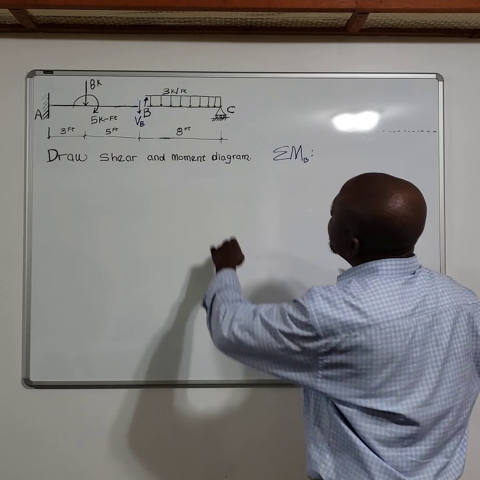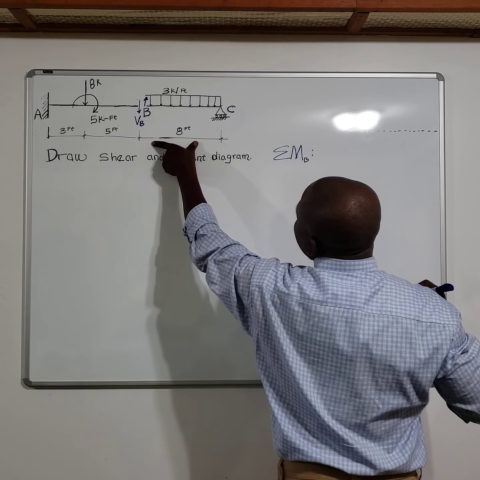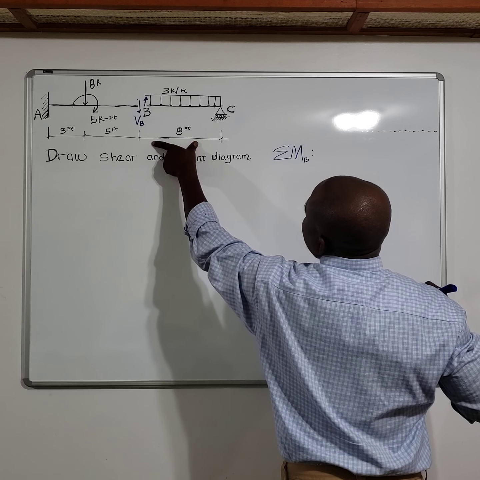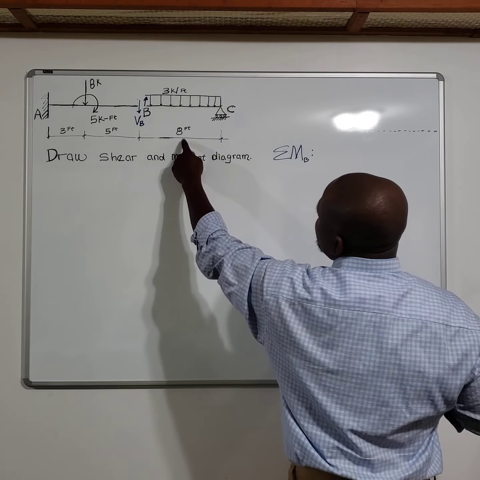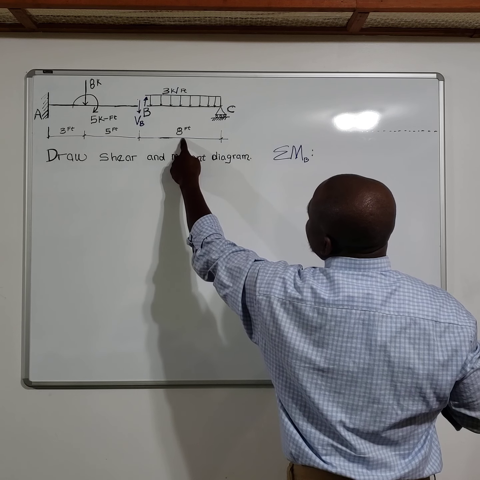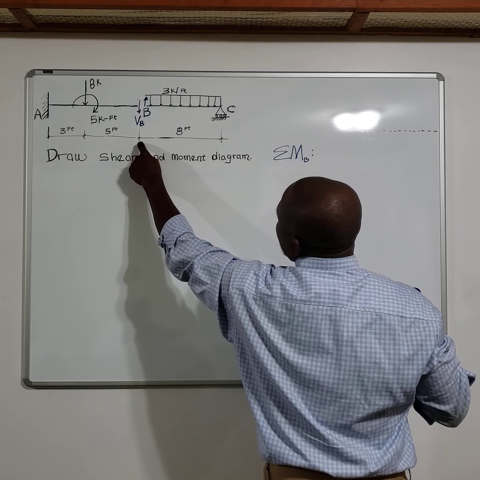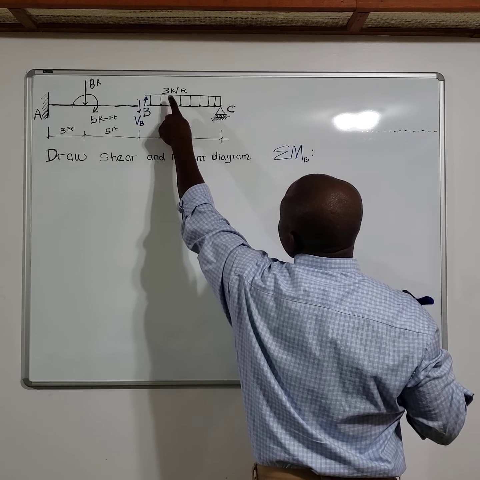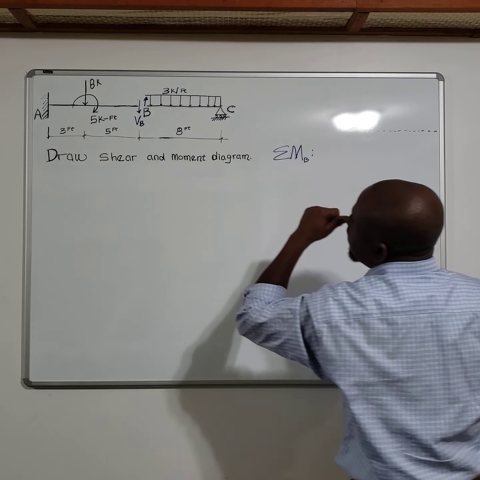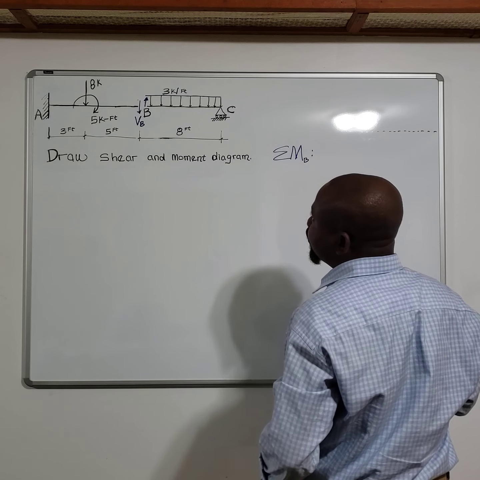will be the uniformly distributed load multiplied by the length. That will be 3 times 8, that will be 24. And then you multiply by the moment arm, from the center of this beam to the point of your reference, which is point B. So that will be 4. So 3 times 8 is 24, multiplied by 4, that will give you 96.